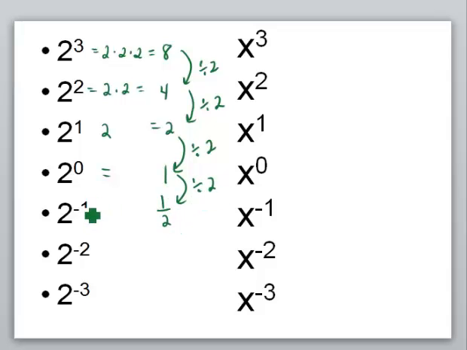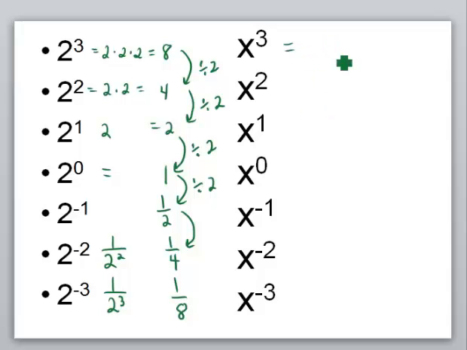So a negative exponent just moves the number to the bottom. Using that method, this means that this is moved to the bottom, so it's 1 over 2 squared, which would be 1/4. 1/2 divided by 2 is 1/4. And then this would be 1 over 2 to the third. That would be 1/8.